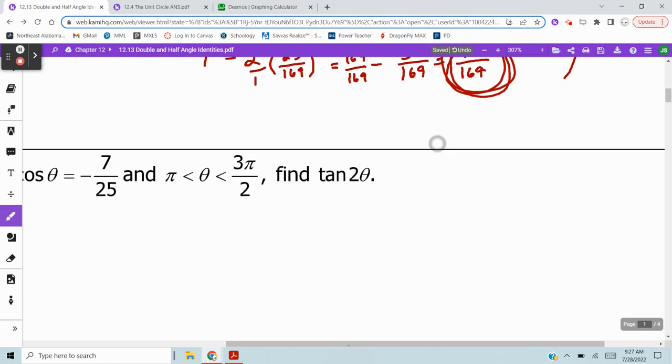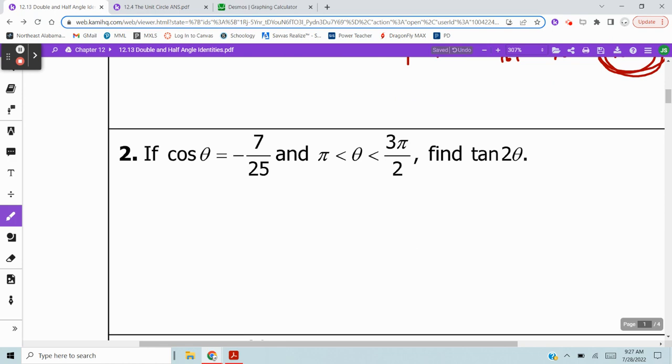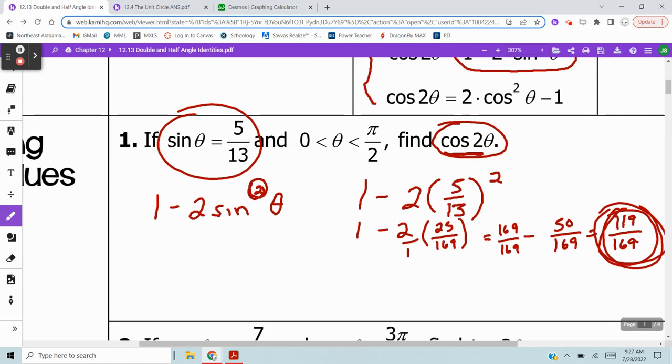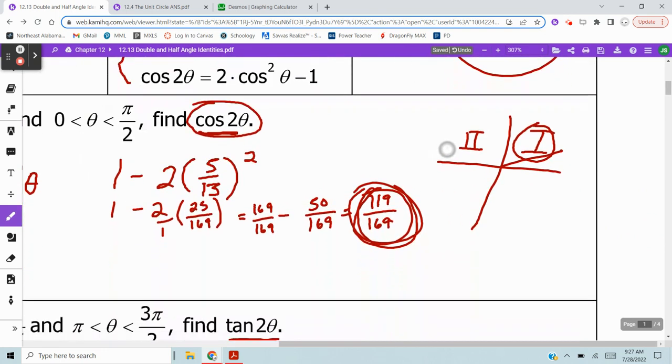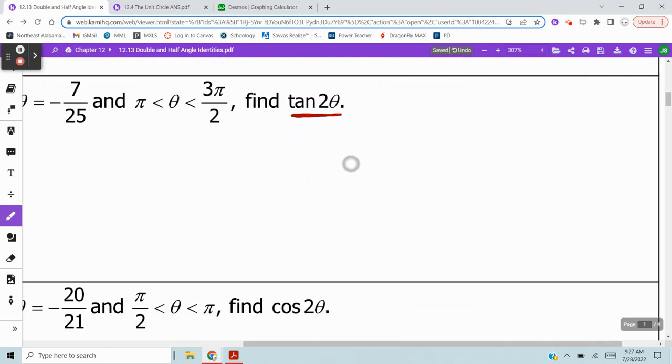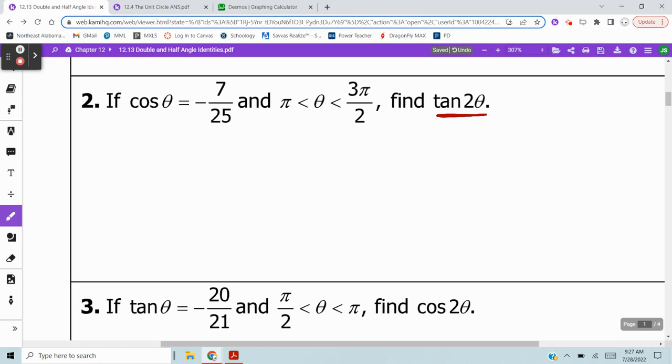Number 2, we're asked to find the tangent of 2 theta. And again, the first thing we do is go up and find the formula that we're going to use, which is 2 tan over 1 minus tan squared. So let's go ahead and write that down. And then we're going to look at what we're actually given. We're given that the cosine of some angle is negative 7 over 25.